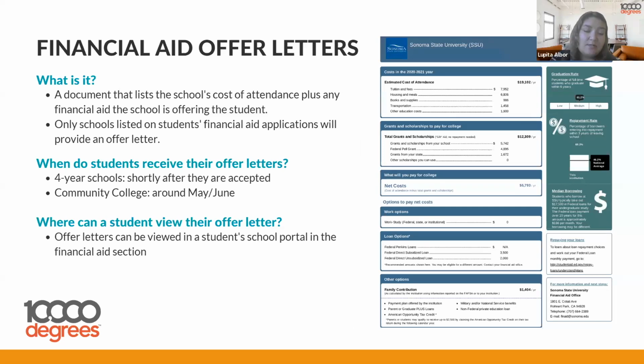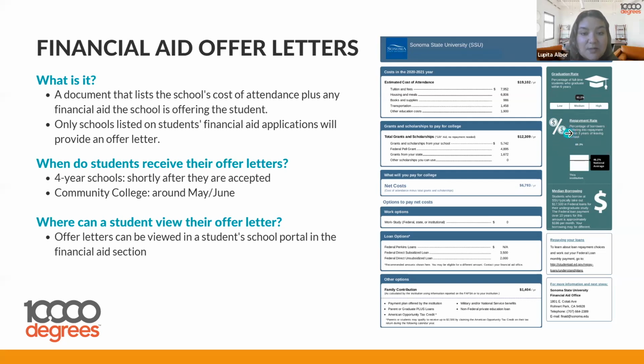So financial aid offer letters. So what is it? Essentially, once a student gets admitted into the school, there's going to be a document that the school will provide the students that will go over the cost of attendance and any of the financial aid that they're awarding the student, whether it's federal, state, or institutional aid. And essentially students are going to be able to see what amount they're going to need to pay the school or how much money they're going to be receiving back. So essentially, only schools that were listed on the student's financial aid application will be offering this information. So super important that your students are listing all the schools that they're applying to or that they're thinking of applying to, just in case, so that they have enough time to process and send over their financial aid information to the school's financial aid offices.